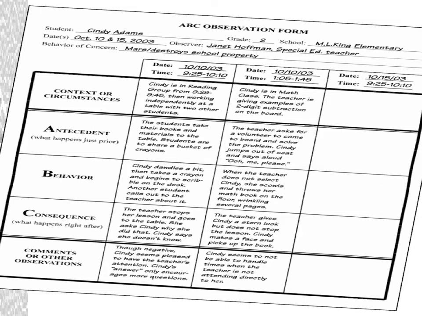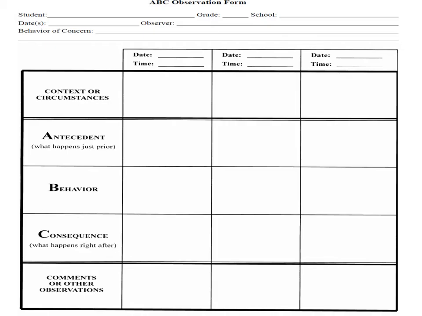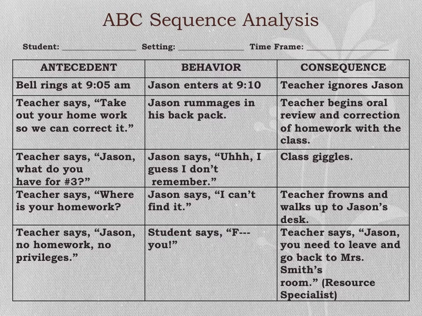This is just an example of an ABC observation form. So you're basically talking about the behavior, you're making notes about what happens just prior to the behavior and then what happens right after. And this would help you figure out if there are any triggers, or is there a consequence that is maintaining the behavior. Once again, this is just a blank ABC observation form for you to use if required. This is an example of a completed ABC sequence analysis.